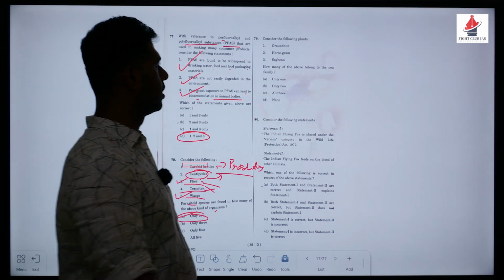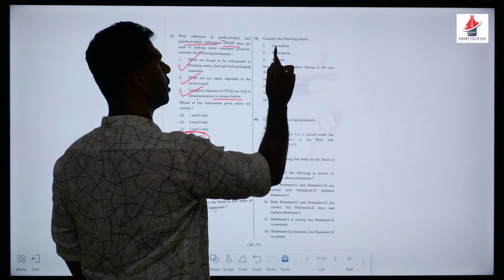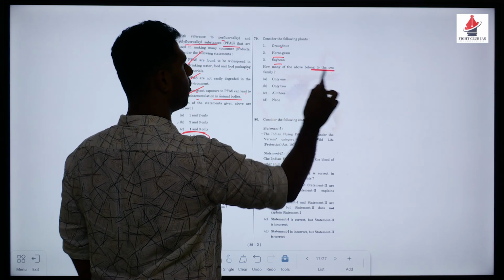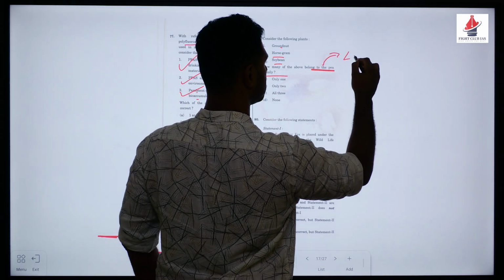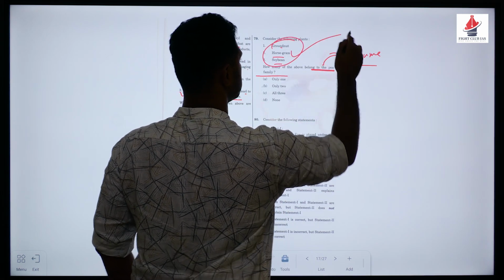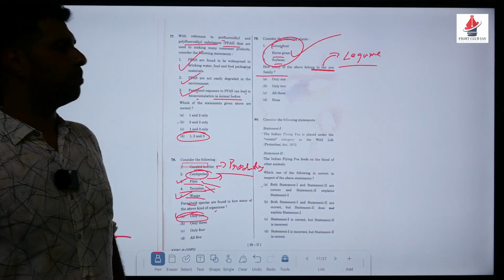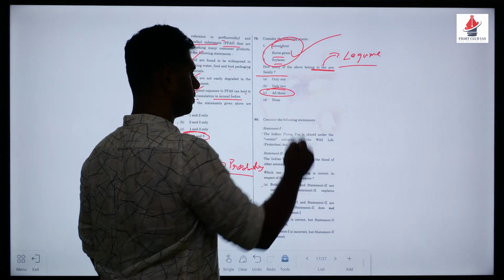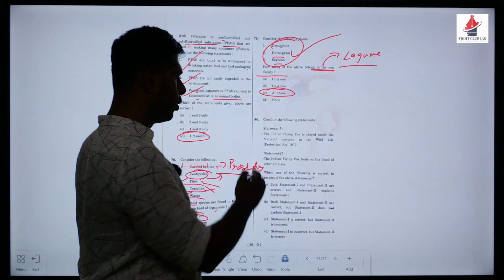Clear? Right? Consider the following plants: groundnut, horse gram, soya bean. How many of the following belong to the pea family? Basically they are asking how many of them belong to the legume family. Right? All 3 are leguminous plants. All 3 belong to the pea family. All 3 is the answer. Clear? Moving to the next one.